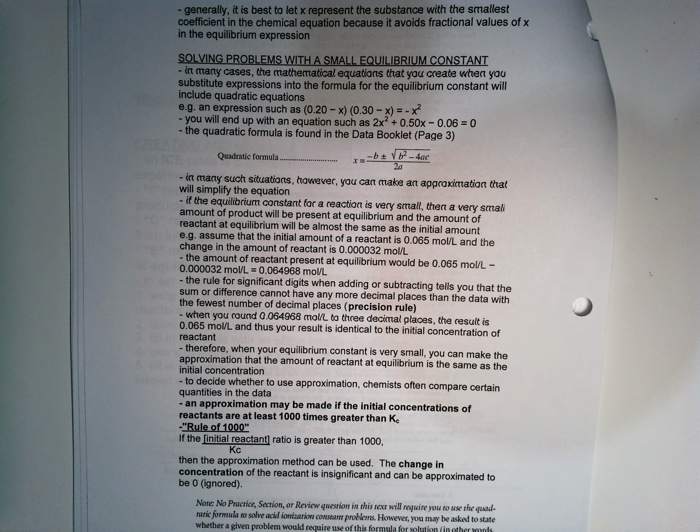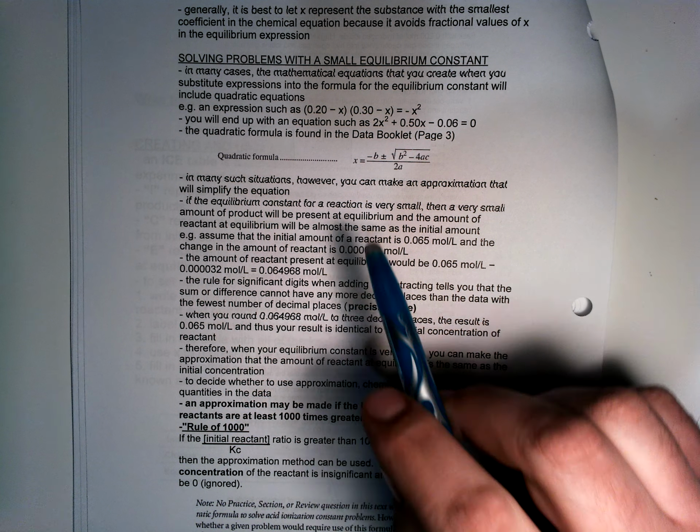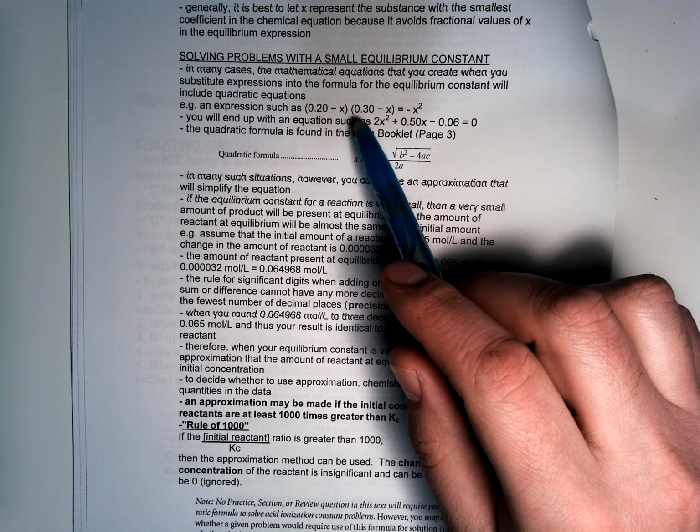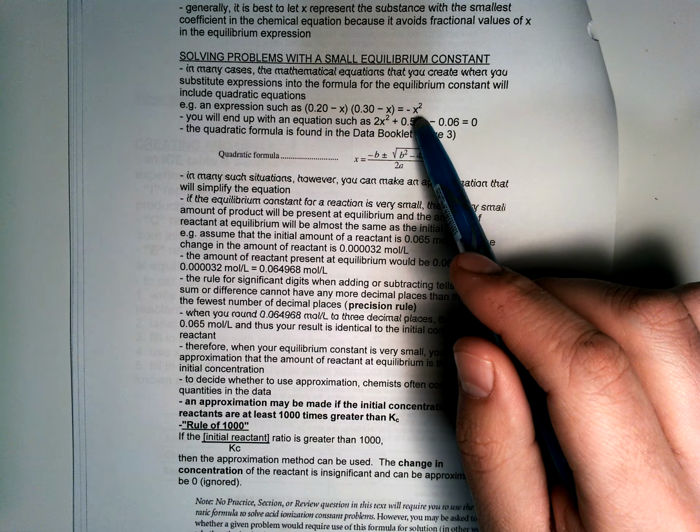Now, solving problems with very small equilibrium constants. In many cases, the mathematical equation that you create when you substitute expressions into the formula for the equilibrium constant ends up being a quadratic equation. Like the expression (0.2 minus x) times (0.3 minus x) equals -2x squared.